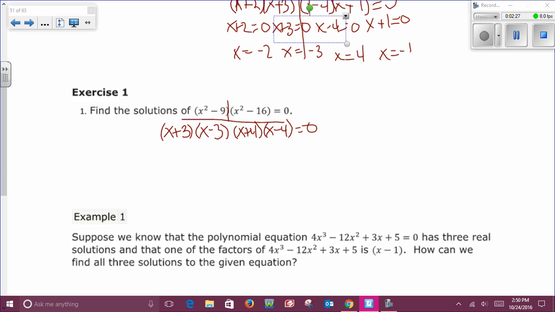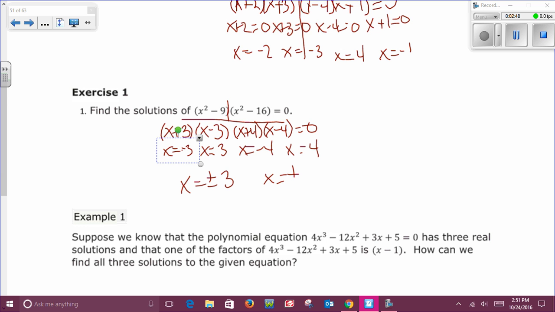Equals 0, then we would go through and do the same thing, but I don't actually have to show that step. I can just say x equals negative 3, x equals 3, x equals negative 4, x equals 4. So technically x equals plus or minus 3, and x equals plus or minus 4.